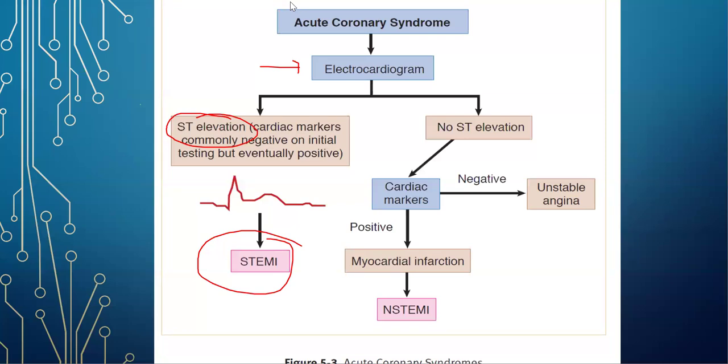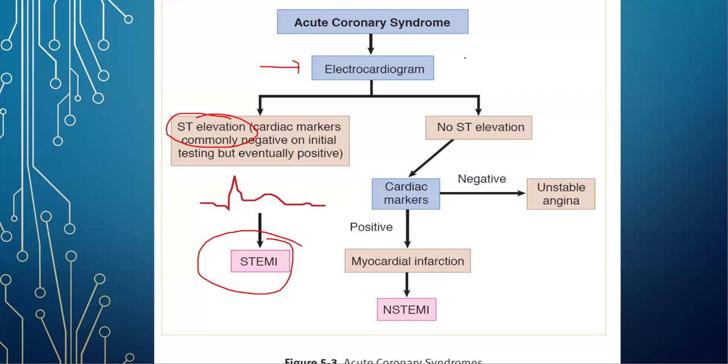So if the patient has a classic pattern of chest pain and there are ECG changes of ST elevation, we don't need to depend on troponin to diagnose that it is an MI. This ST elevated MI will directly go to the catheter lab for an angioplasty. Okay, so that's important.